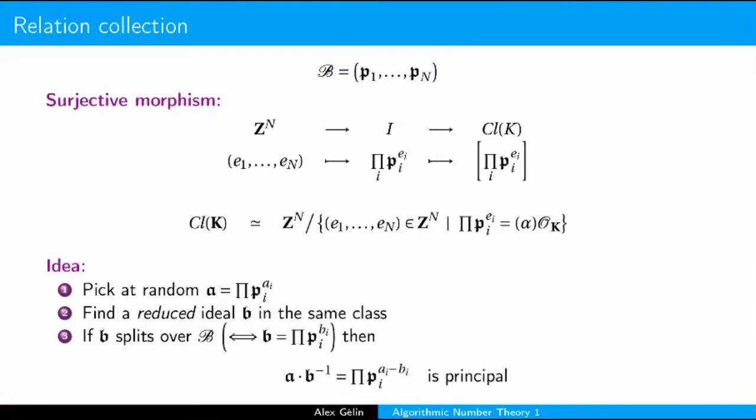Okay, and if the reduced ideal splits over the factor base, then of course the product between A and the inverse of B also splits. Then you get an ideal that splits over the factor base, and that is principal. So it gives the vector A_i minus B_i in Z^n. That is a relation, an element of the kernel, so it gives us a relation. And I do that many times to get many relations.